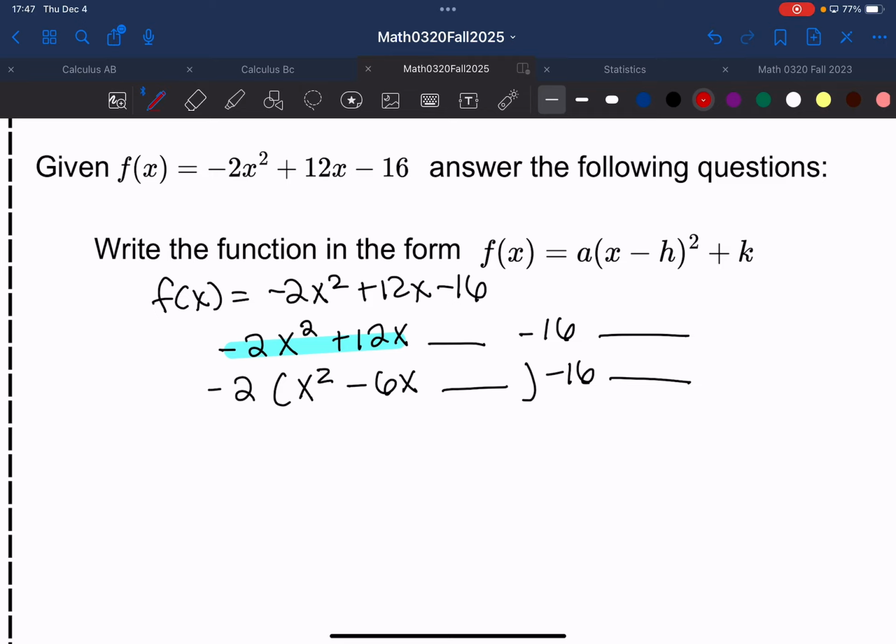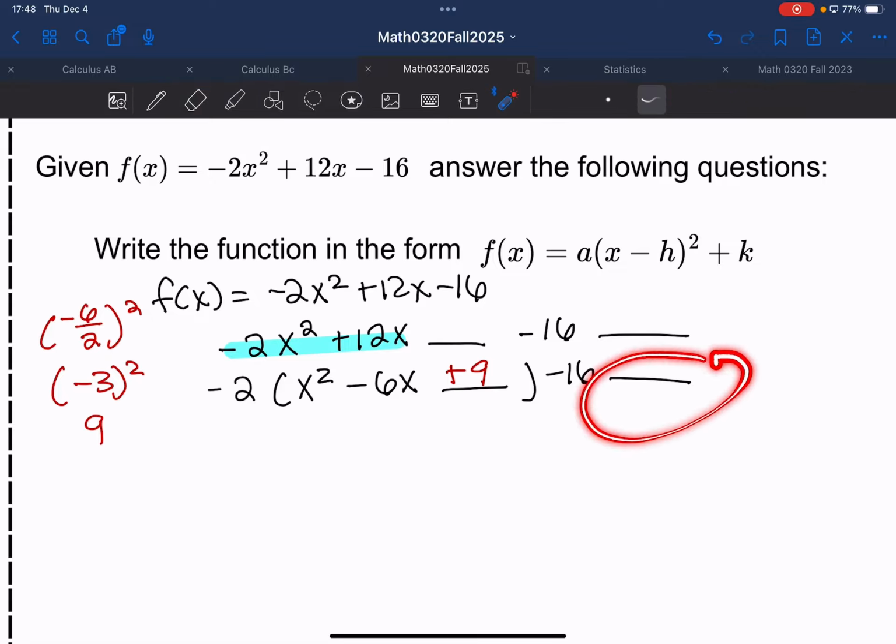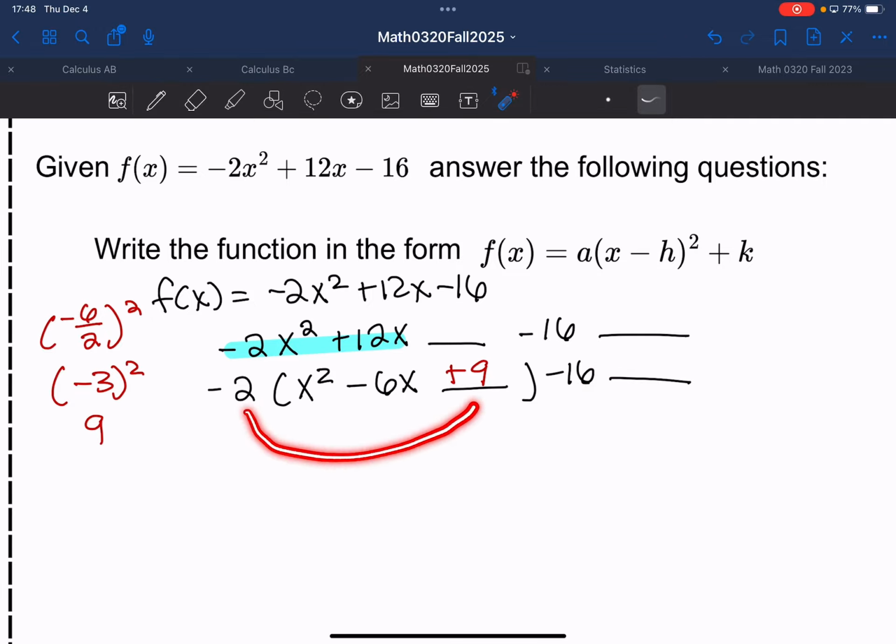So I'm doing -6 divided by 2 squared. -6 divided by 2 is -3. -3 squared, 9. So I'm going to do plus 9. But on this part here, am I going to simply add 9? No. Because technically, what number is this when I multiply it? It's 9 times -2, which is -18. So really what I just added to that problem is a -18.